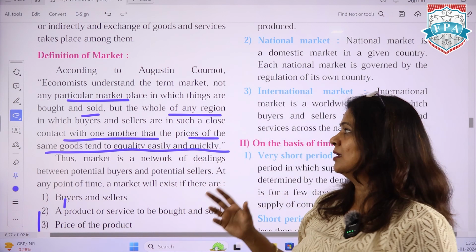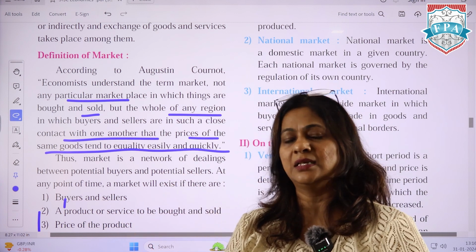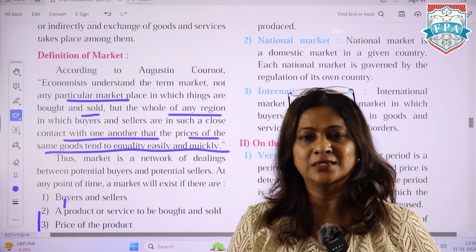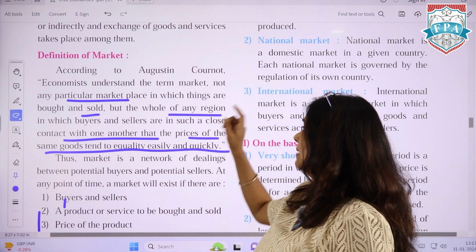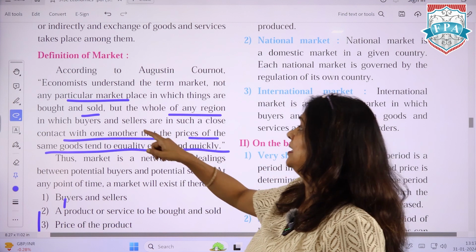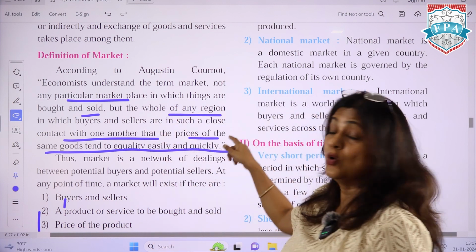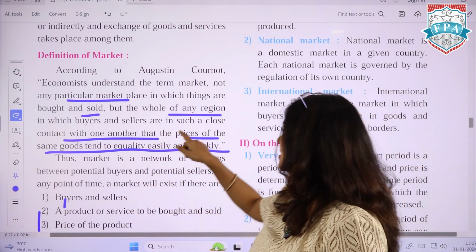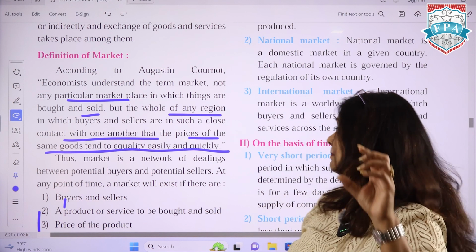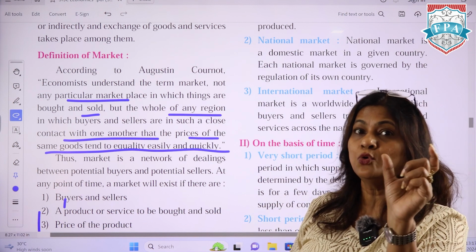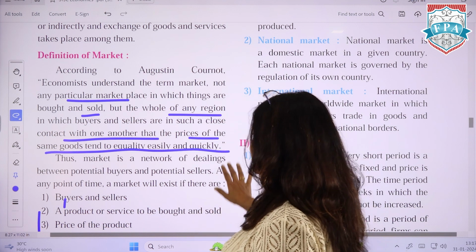So that's what they're trying to say. When you write this definition, don't just write that market is a place where buyer and seller meet and sell goods and services. Please be very particular. Market does not only mean a particular place in which goods are being bought and sold, but it's the whole of any region in which buyers and sellers are in such close contact with one another that the prices of the same goods tend to equality easily and quickly.